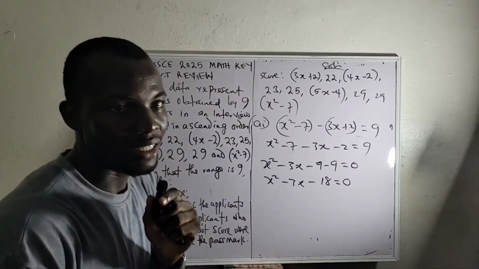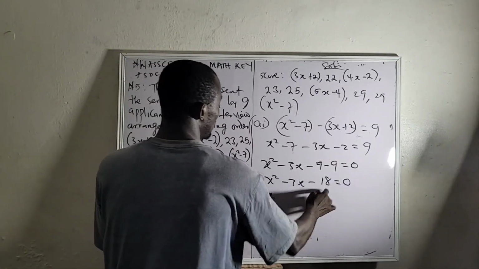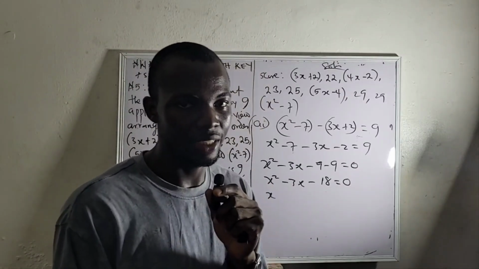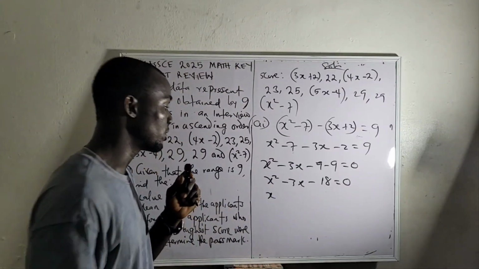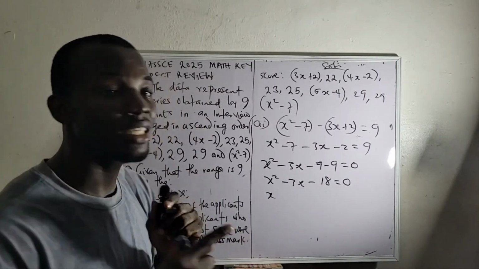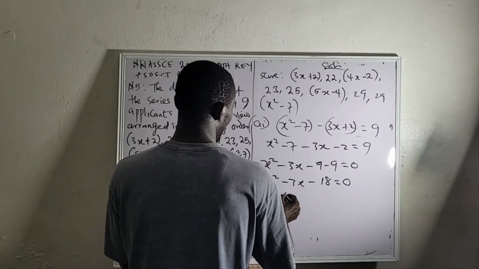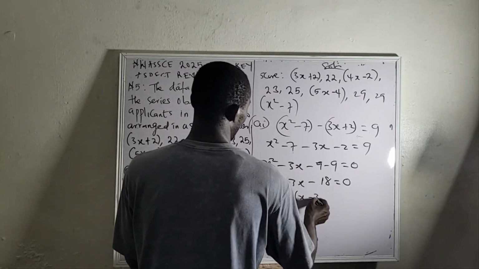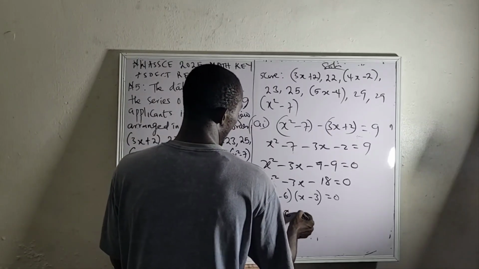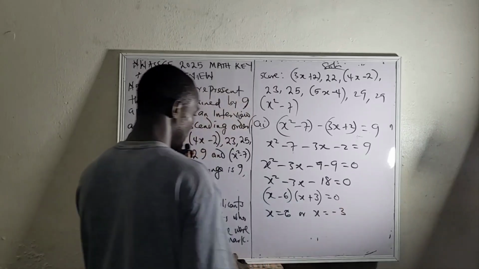So you can factorize this like we did in the other question. These two numbers, when you multiply them together, will give you minus 18. If you add them together, you will have minus 3. What I'm thinking of is 6 and 3, that is negative 6 plus 3. That will be x minus 6, x plus 3. So we have x equals 6 or x equals minus 3.